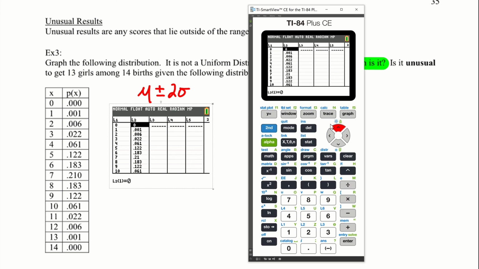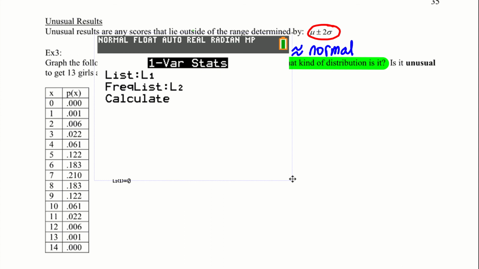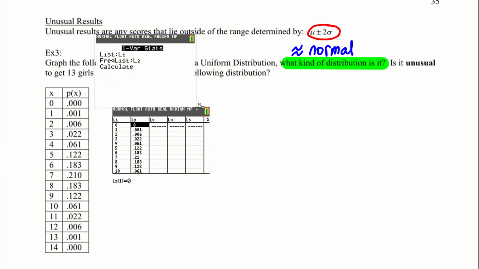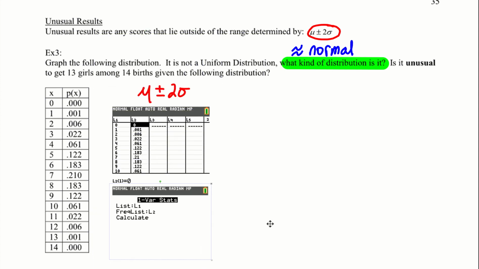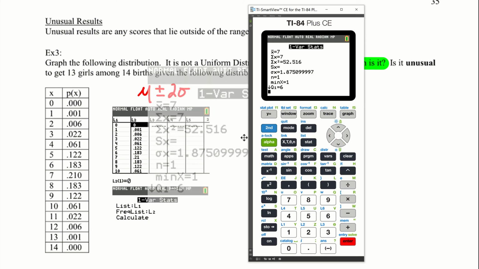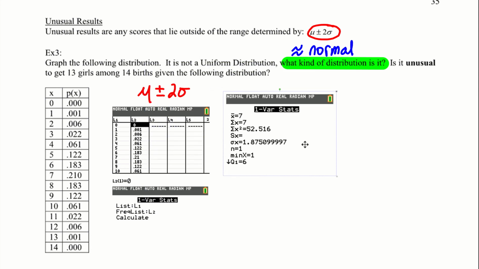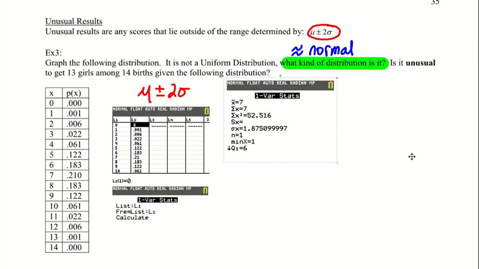Same process as the last question. Stat, Calc 1, L1, L2. A little calculation here, and we get our summary statistics. Well, parameters.